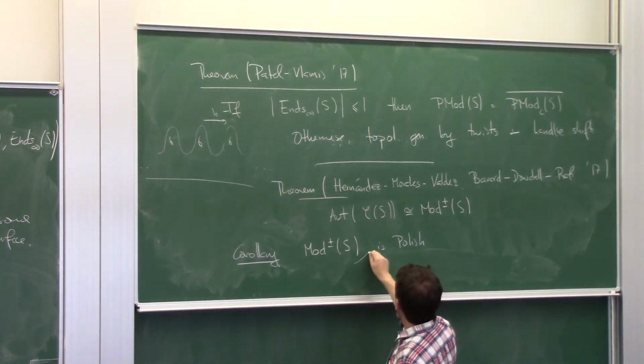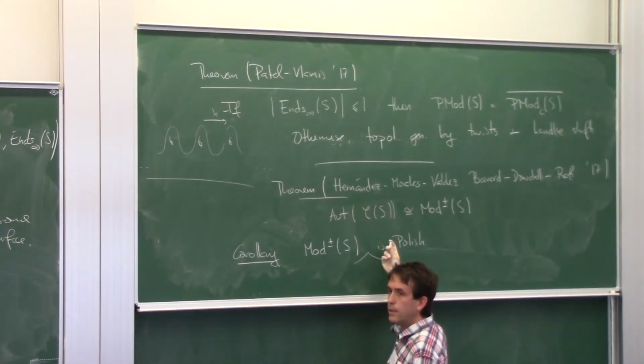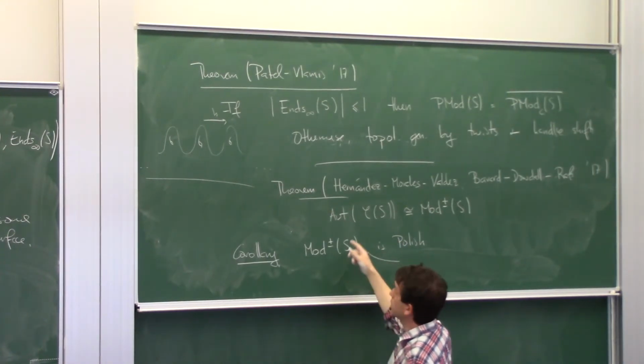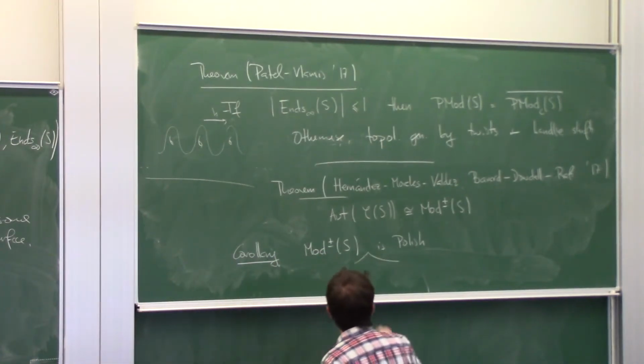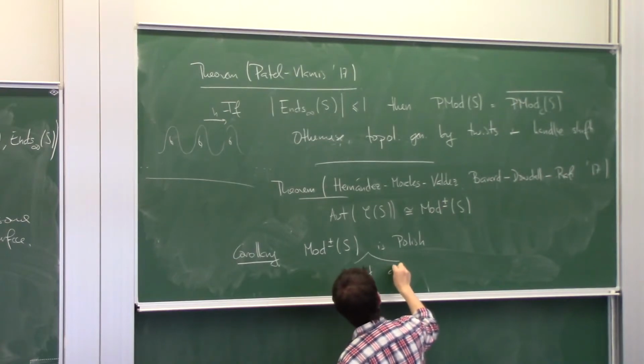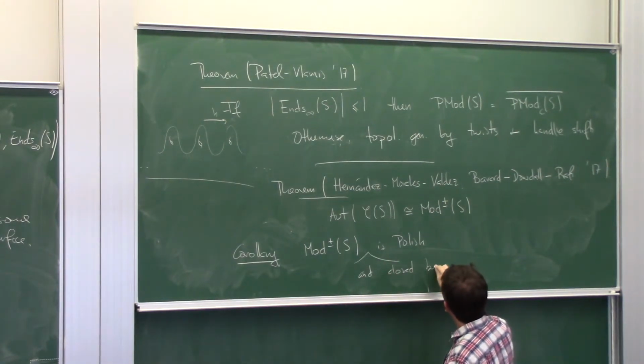And then any closed subgroup of a Polish group will be Polish. So this will tell us that, in particular, PMod is Polish. And why do we care about this? Because of what you said. I'll say it in a minute. And closed subgroups.